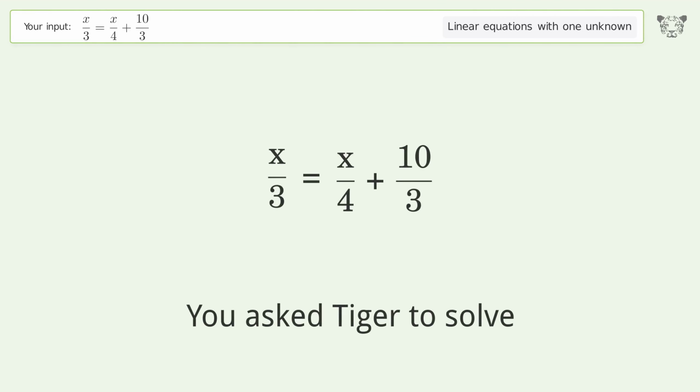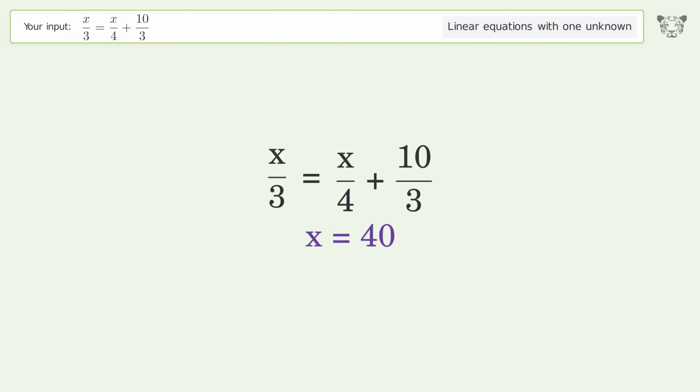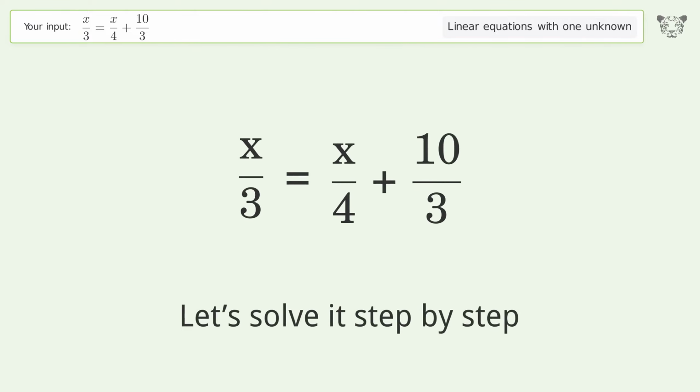You ask Tiger to solve. This deals with linear equations with one unknown. The final result is x equals 40. Let's solve it step by step.